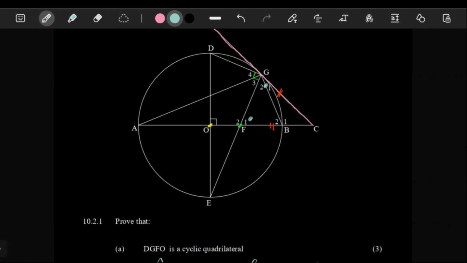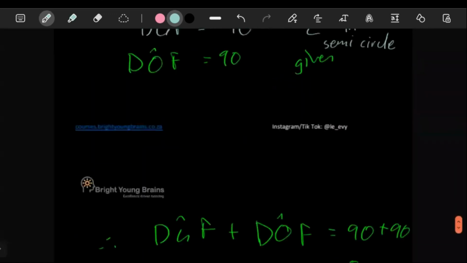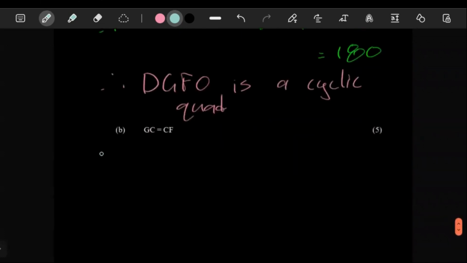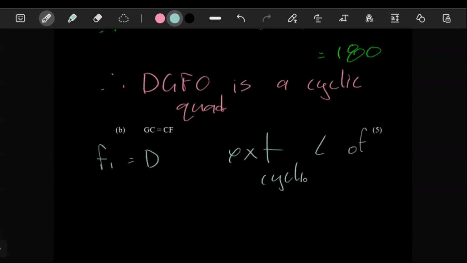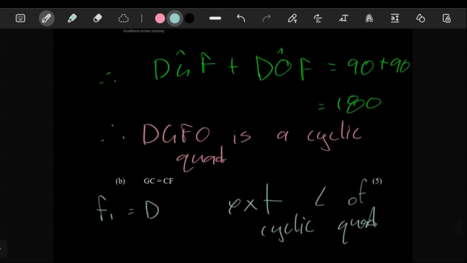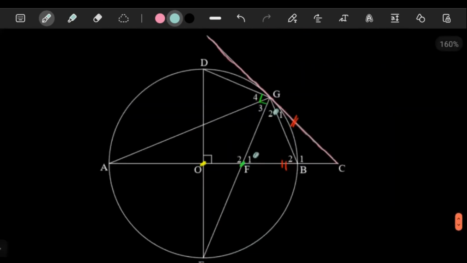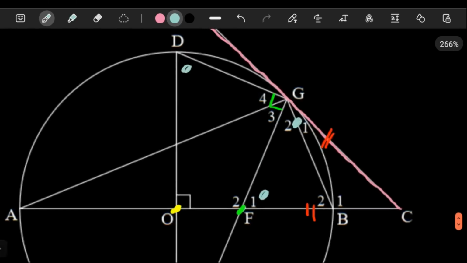Because normally what you'd have just worked out usually is very helpful. So let me show you what I mean. Here we know that F1 is equal to D because exterior angle of a cyclic quadrilateral. Let's write that down. F1 is equal to D, exterior angle of cyclic quad. So whatever you normally prove is a good place to start. So we now know that this is equal to D also.